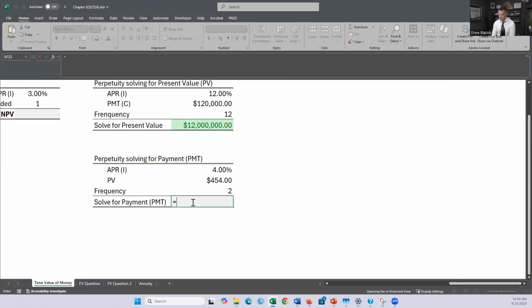So all we do here is go equals. Now we're solving for payment. Remember, payment is equal to the present value times the interest rate. So I'm going to take the present value, what we put in our account today, and multiply it by the interest rate. Now I'm going to bracket this because I need the interest rate per semi-annual period, every 6 months.